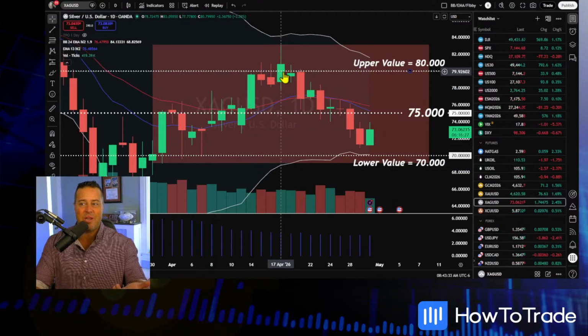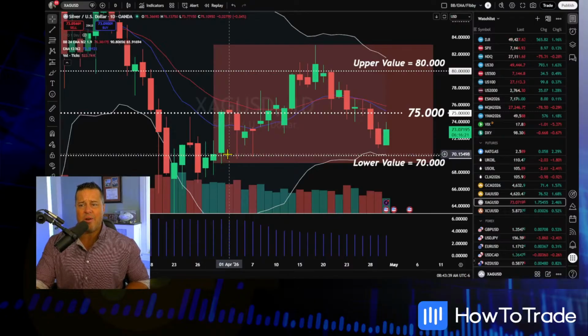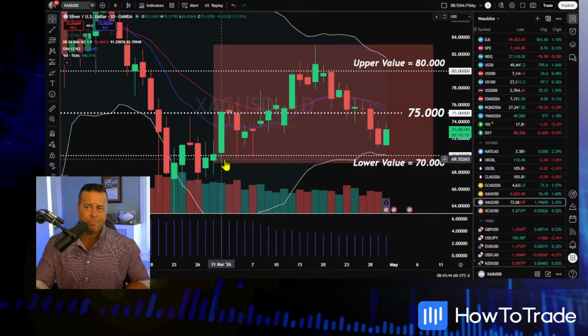You could not sustain trade above 80. You had one close up here, and then it immediately came down. Only for the same action, sort of down here at 70. You can see right there, there's really the end of the month, March 31st. April's traded entirely above 70.